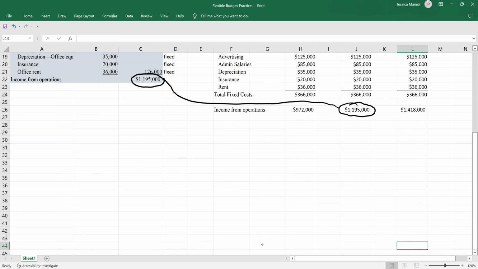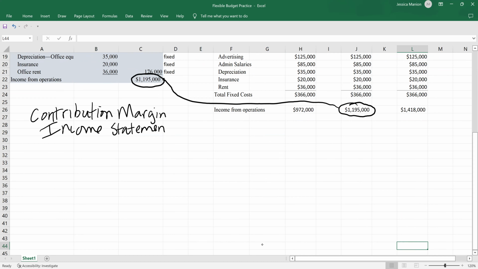Essentially, when we set up this flexible budget, we use this format. We also use it for what is called the contribution margin income statement. This is not an income statement that we're preparing for external users. It's not prepared according to GAAP, for example, like we have to do for external users. This is something we prepare internally for our own cost accounting and managerial accounting decisions.